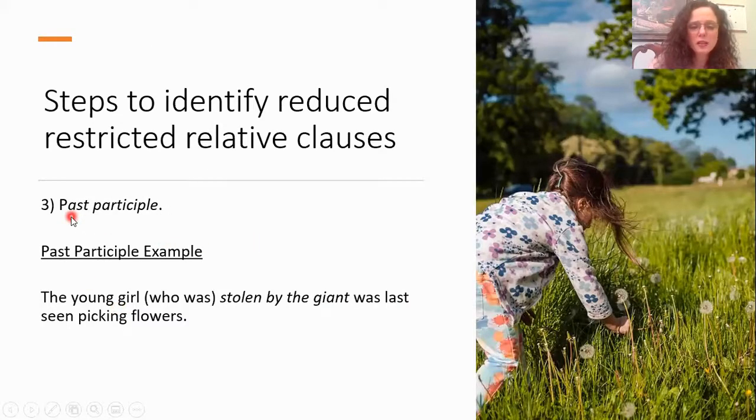So let's look at the past participle example. The young girl stolen by the giant was last seen picking flowers. Okay, so again, we're looking at a past participle. So try to add a clause marker. We're going to select who because it's a human subject, and was. The young girl who was stolen by the giant was last seen picking flowers.